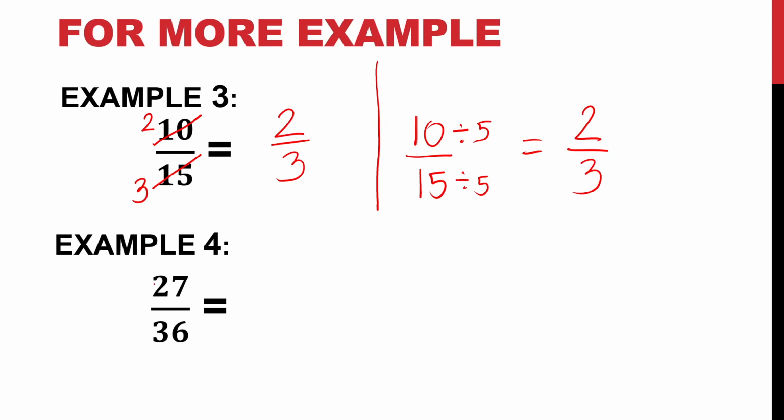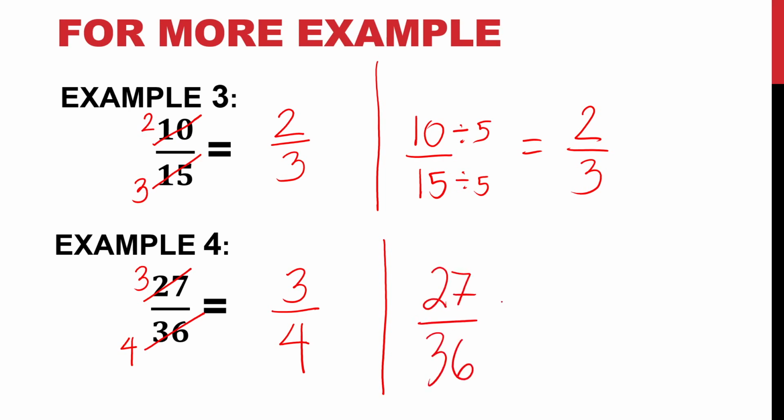So, 27 divided by 9 is how much? 3, sir. 36 divided by 9 is how much? 4, sir. There you go. You are left with 3/4. You can show the division, no problem. Divided by 9, divided by 9, it's the same answer, 3/4.